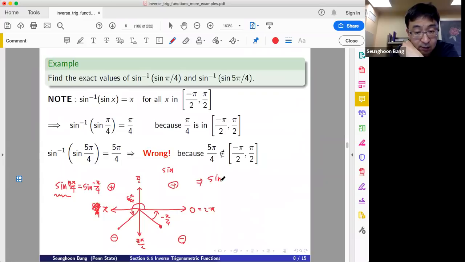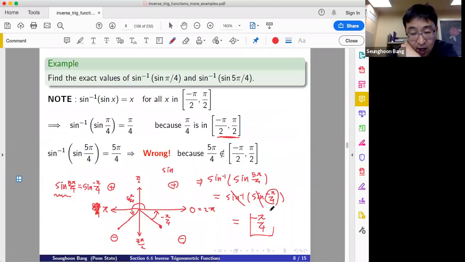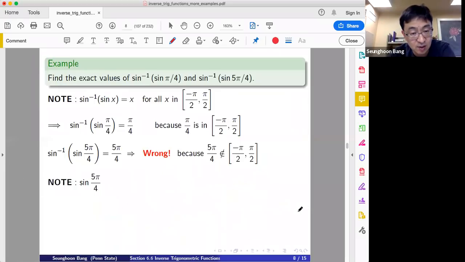Inverse sine of sine 5 pi over 4. Same as what? Inverse sine of sine 5 pi over 4 is inverse sine of sine negative pi over 4. So minus pi over 4 is in the domain. Yes, you can cancel this kind of thing. Final answer is negative pi over 4. That's the whole idea for solving this kind of problem.